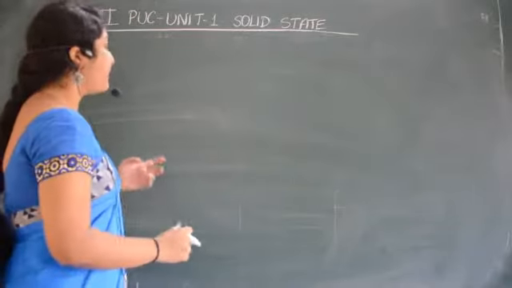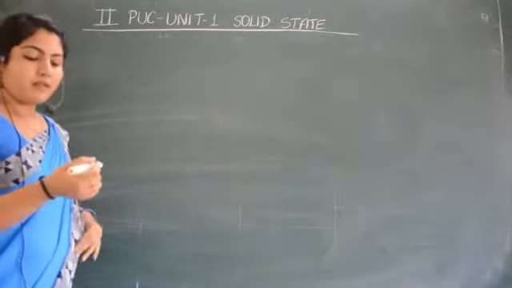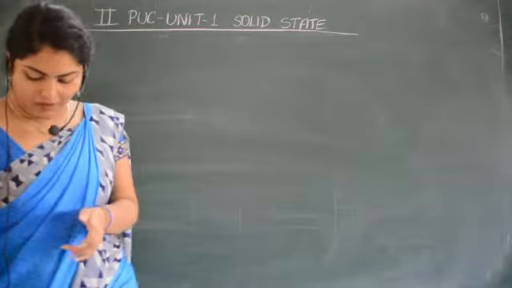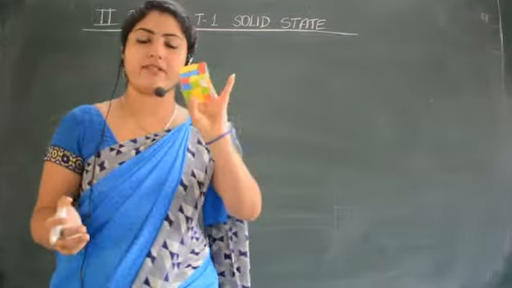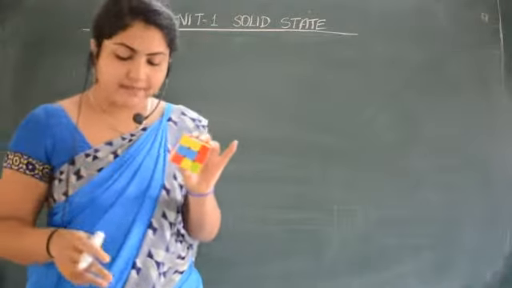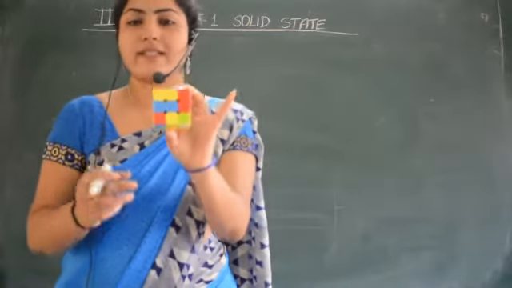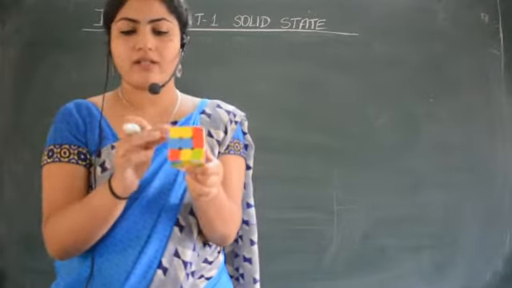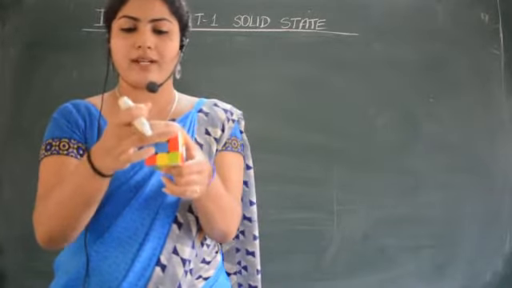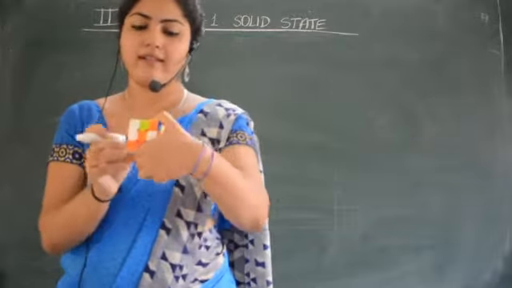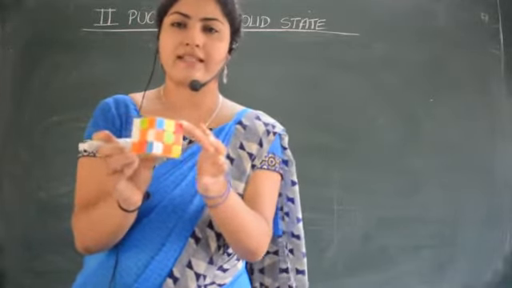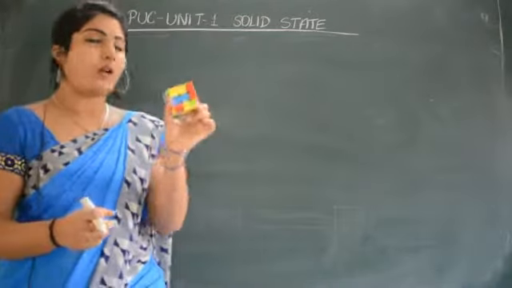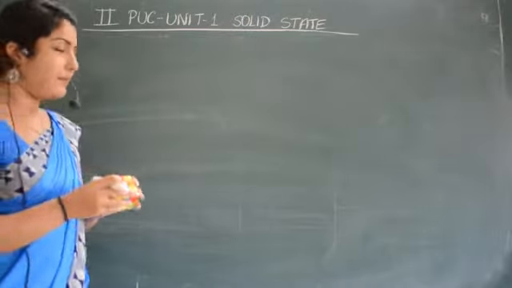Now let us study how many atoms are present for a particular unit cell. Yesterday I had taken the example of this particular cube. Now in this I have told you how many corners there are. There are 8 corners: 1, 2, 3, 4 and then 5, 6, 7 and 8. Now I'll just draw a picture of it.